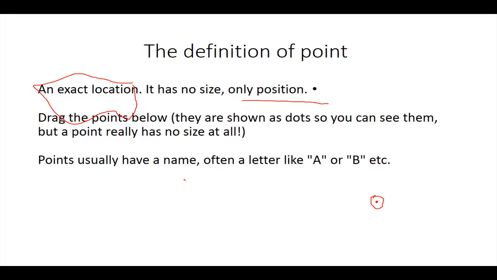So the point has a name. It's often a letter like A, B, C, and so on. So if we do this point right here, and we call this point F, the location we have here is F. So again, the point represents the exact location. It has no size, it has no length, it's only a position.